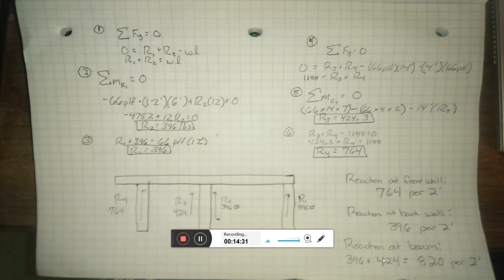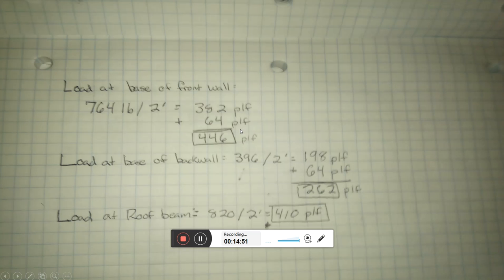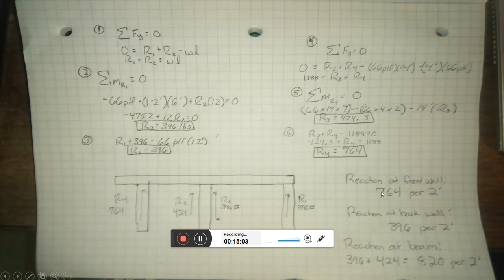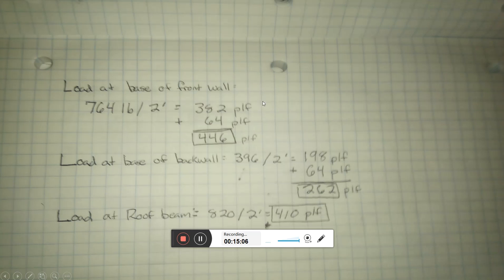Oh, and also it's important to notice that this reaction at the beam right here is 424 plus 396 because it's supporting half of this and half of this distance. So the load at the base of the front wall is 764, which we found right here, but that's per 2 feet. So per foot, per linear foot, it's 382.